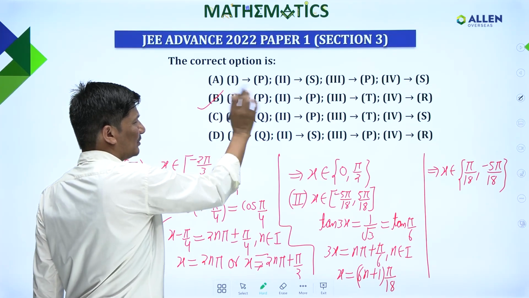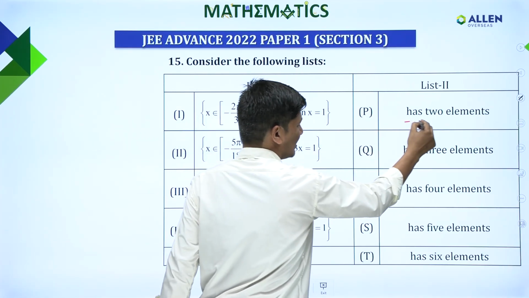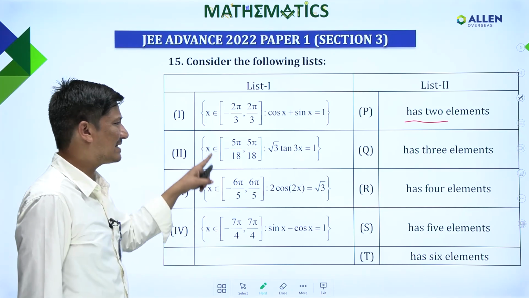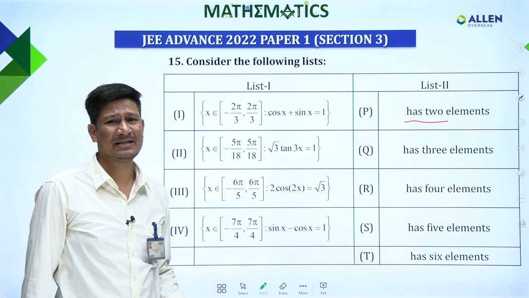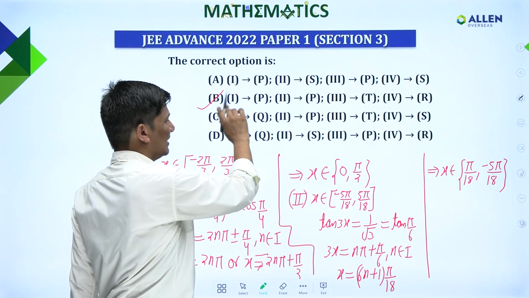First is relevant to P, where P means two elements. For the first and second parts, we are getting two elements in the solution set. So first and second, that will be the answer.